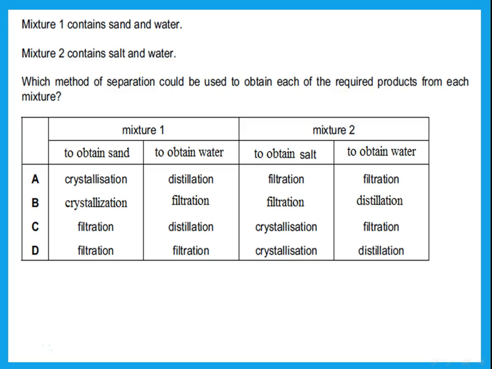Now, which method of separation could be used to obtain each of the required products from each mixture? So in mixture 1, I have sand and water. I know that sand does not dissolve, so I can get the sand by filtration. So my answer is C or D. Okay. Now, how do I get the water? I get the water also by filtration, because when I do filtration of this mixture, the sand will remain in the filter paper and the water will just go down. So both of them will be by filtration, so that is D.